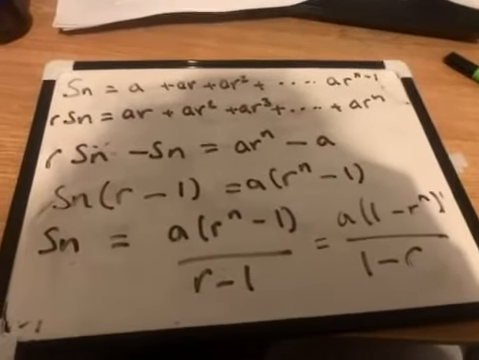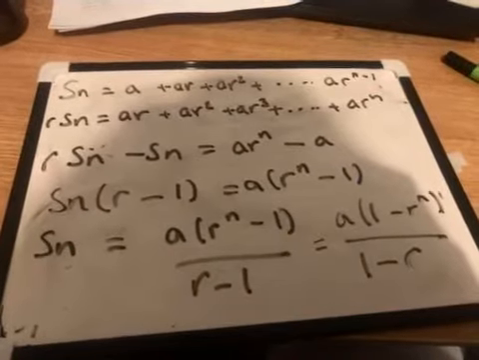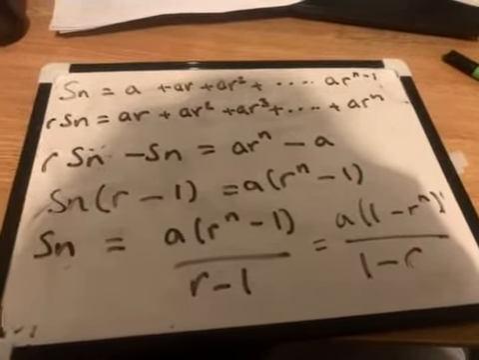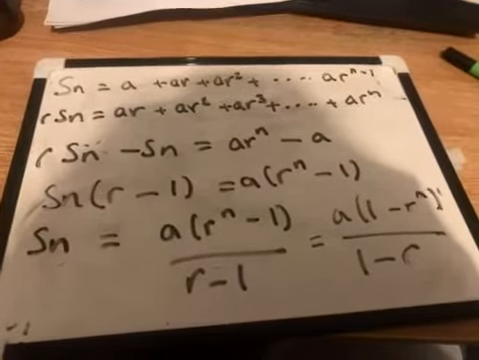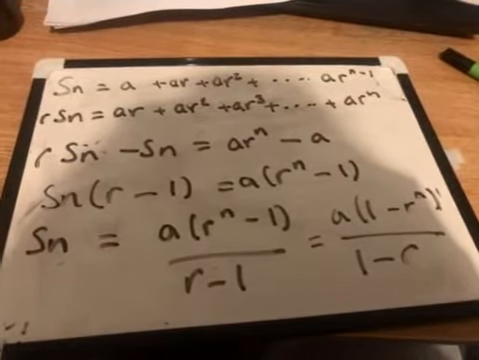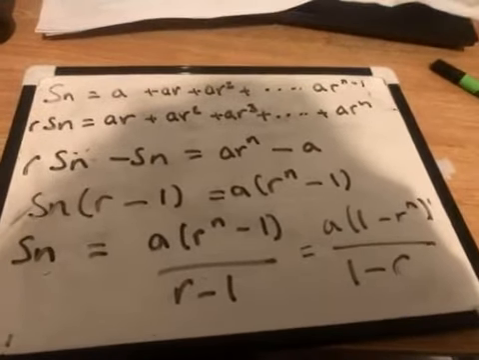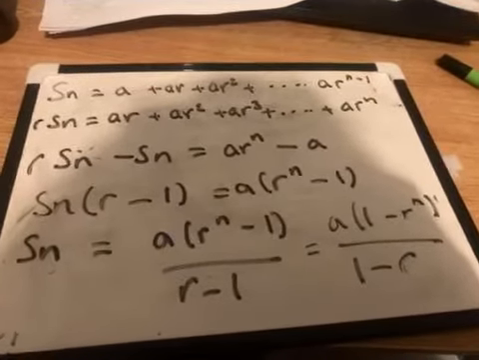Here's how it works. Sn is the sum of a geometric series, which means that your first term will be your A, which is your starting term. Then you keep multiplying by r. So your second term will be ar, the third term ar squared, because you've done a times r, and so on and so forth, till you get your nth term, ar^(n-1).